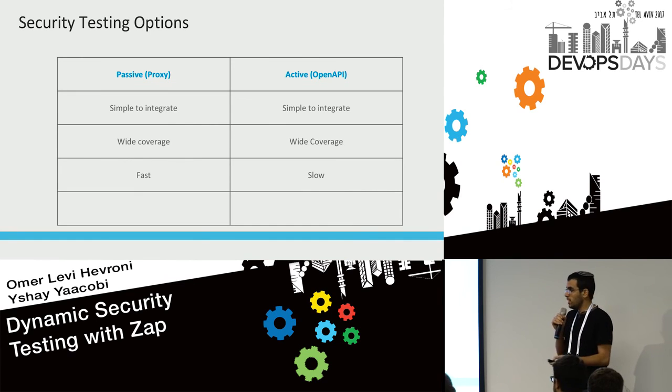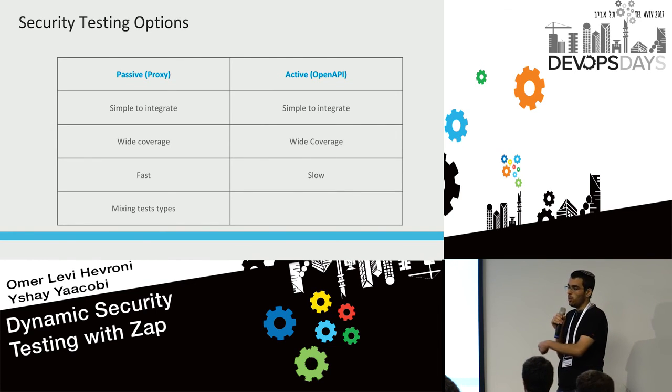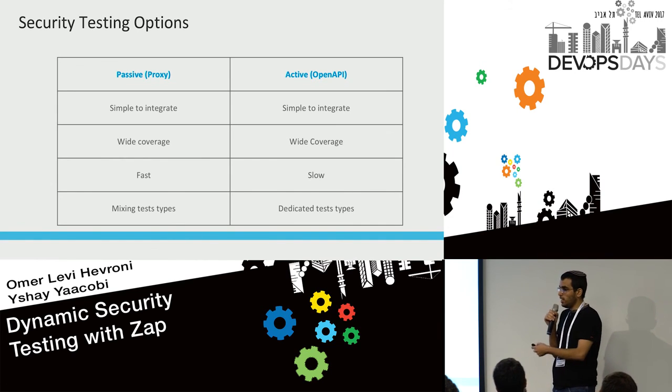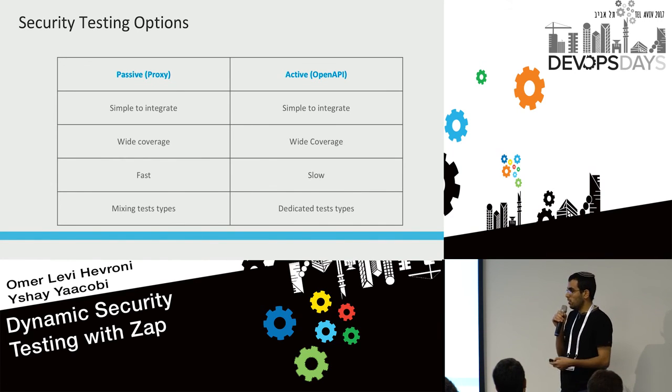The second difference is that the passive mixed two types of tests. You probably noticed it when Ishai talked about the malicious commit, that he had to go into the build log to understand if it failed because of the integration test or because of the security test. The active was a dedicated type of test because it didn't rely upon the existing test.